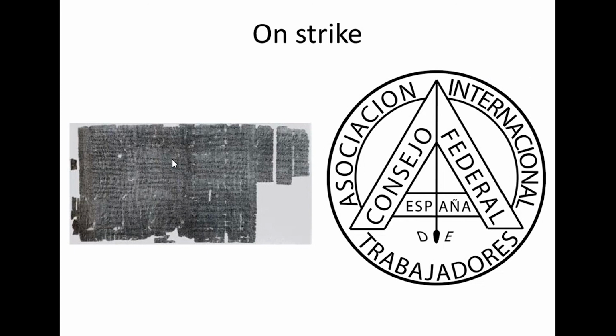On the left is the Turin strike papyrus, so called because it's held in the Egyptian Museum in Turin in Italy. Google this, look it up. It's a fascinating document. If you do so, please try not to confuse it with the Turin erotic papyrus, which is a real thing and also held in the Turin Egyptian Museum. It's a fascinating document, but it's basically Egyptian pornography.